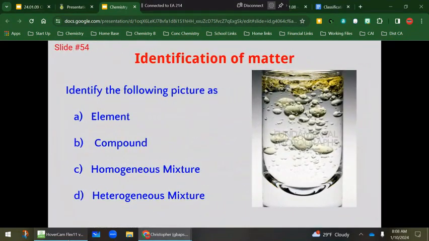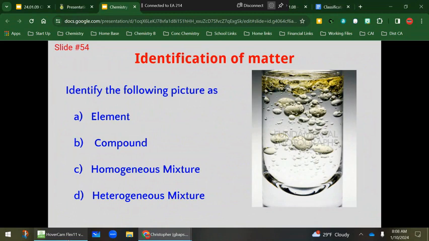All right. How about here? Compound. Nope. Is that vegetable oil at the top? Yeah, it's oil and water. Homogeneous mixture? No, heterogeneous mixture. You can separate it. Well, remember, you could separate a homogeneous mixture. Yeah, but it's easier to separate.